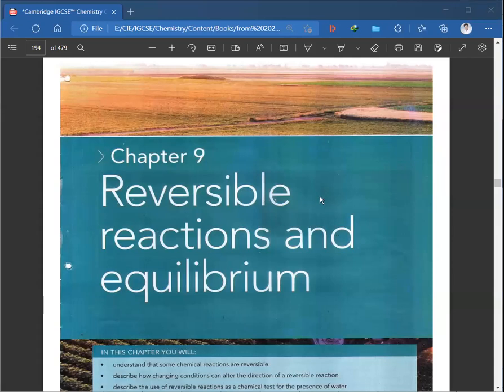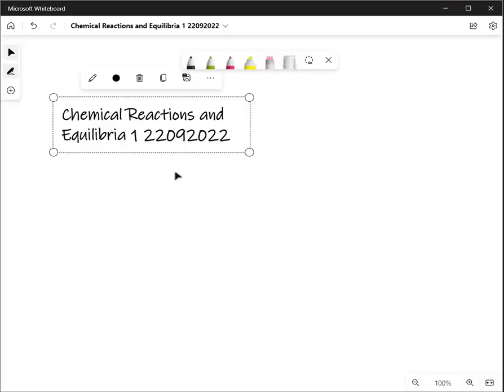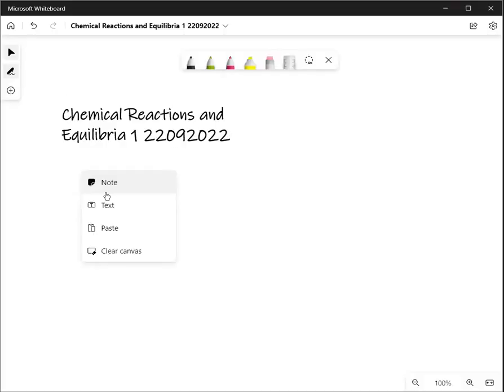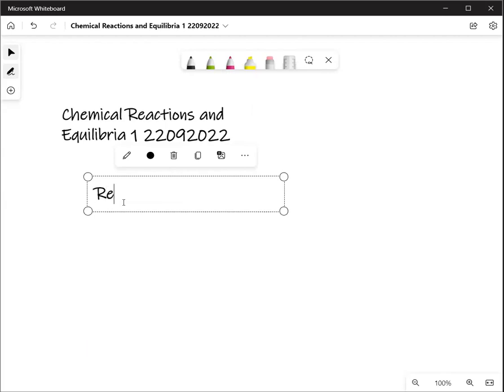We're studying IGCSE chemistry and we're starting chapter 9, reversible reactions and equilibrium. Now, this is the first class on it. And what is this class all about? We'll be learning all about equilibria.